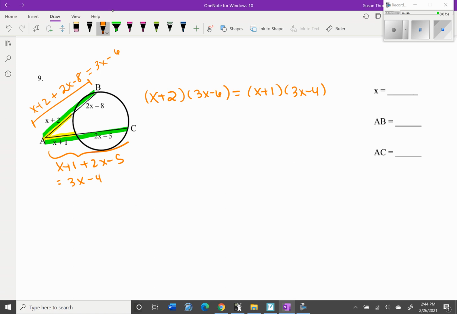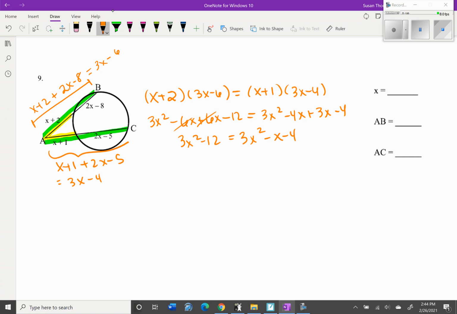So now we're going to have to FOIL out and combine like terms. So for the first one, we get 3x squared minus 6x plus 6x minus 12 is equal to 3x squared minus 4x plus 3x minus 4. So combining like terms, these cancel out. So 3x squared minus 12 is equal to 3x squared minus x minus 4.